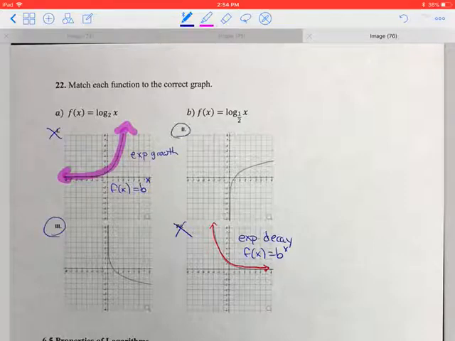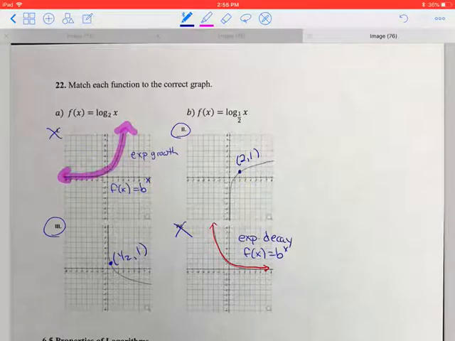So we got to figure out which one goes with which base. So what I want you to do is look for the point where y is 1. So I'm interested in this point. This is the point (2, 1). And over here where y is 1, this looks like about (1/2, 1).